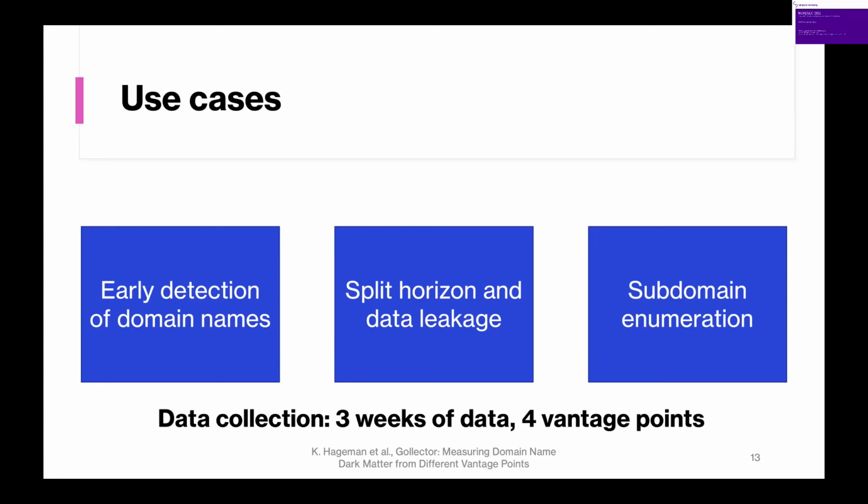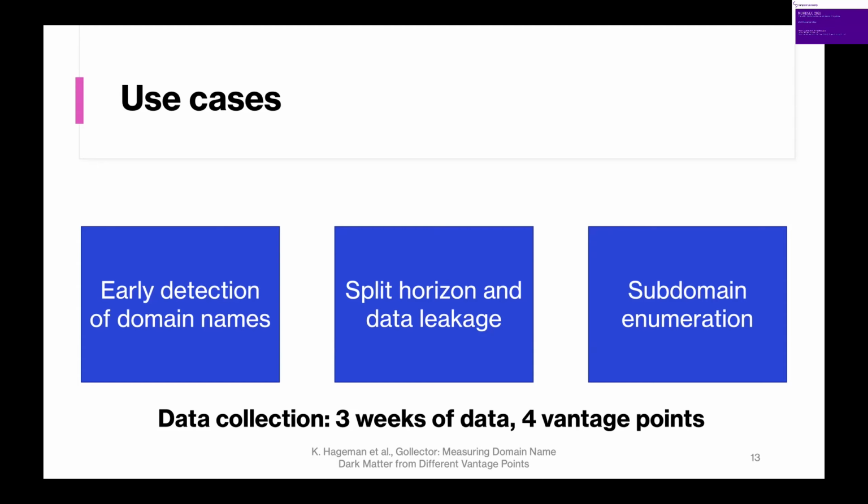So I won't go into too much detail about the data collection, but we collected 3 weeks of data from the same time span for all the different vantage points. We collected them from 4 vantage points: the certificate transparency logs, most of the zone files that we could get access to, about 1,100 zone files, if I remember correctly, and then 2 passive DNS data sets. One of them being our university network.